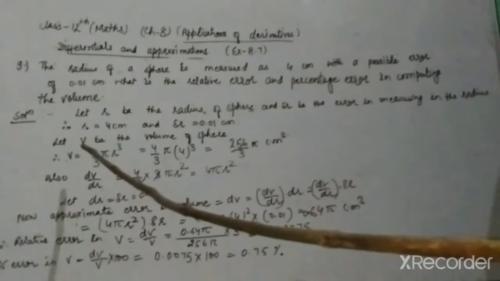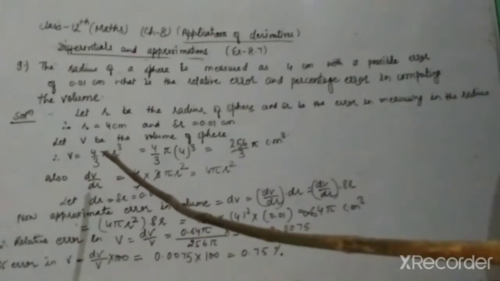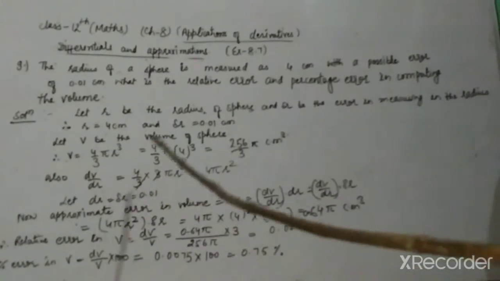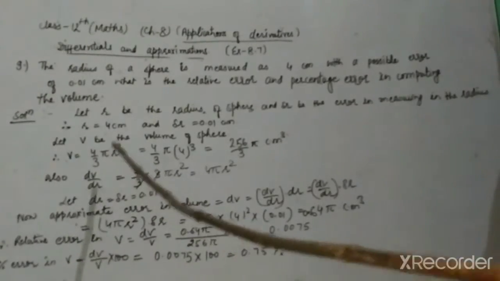Now let us take V be the volume of the sphere. Then obviously the volume of a sphere is 4 by 3 pi R cube. So from here we can find the actual volume. What is the radius? It is 4.